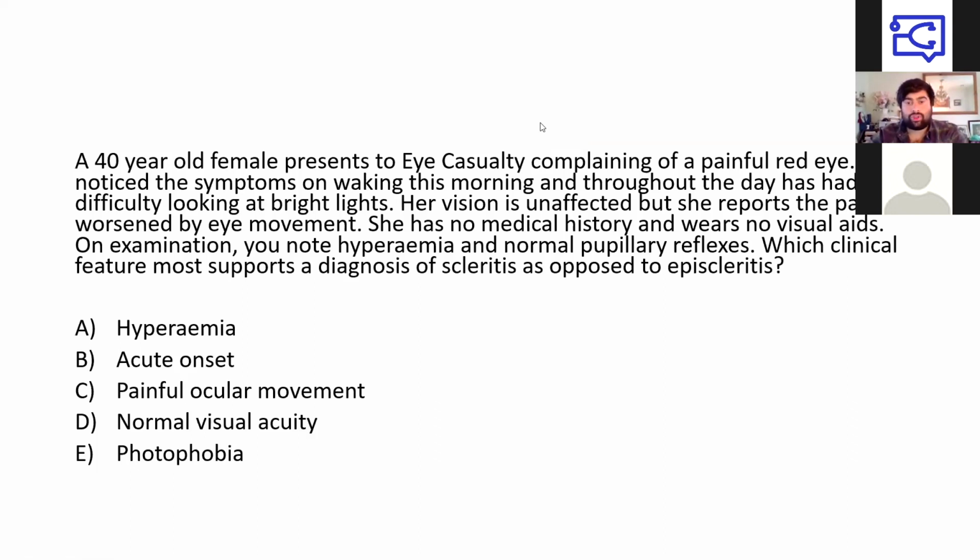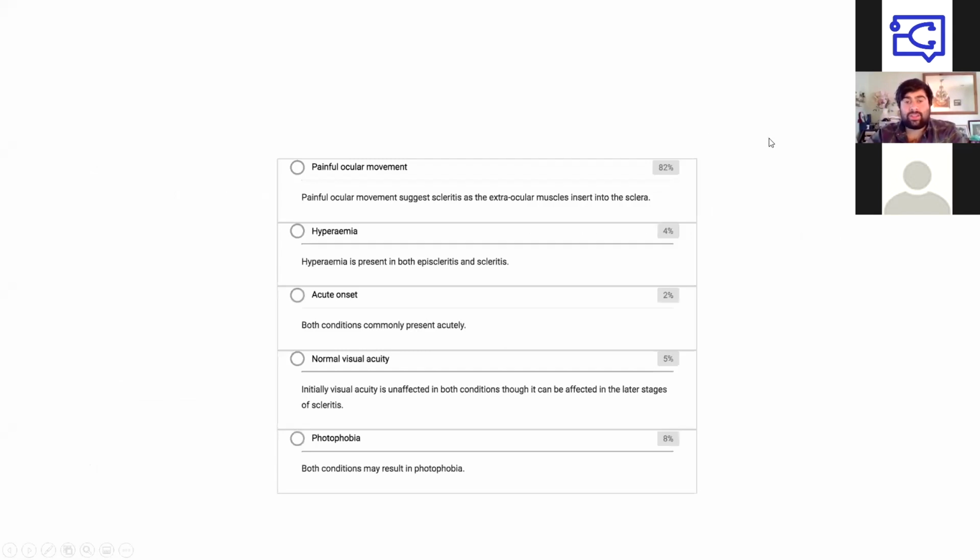Okay, so the majority of you again have gone for the correct answer, which is painful ocular movement. So again, this is someone that's presenting with photophobia, redness of the eye, no particular medical history, but normal pupils. And then essentially the question is whittled down in the last sentence: which of these would support a diagnosis of scleritis, not episcleritis? And the correct answer is painful ocular movement. These are the answers from the Quesmed bank.